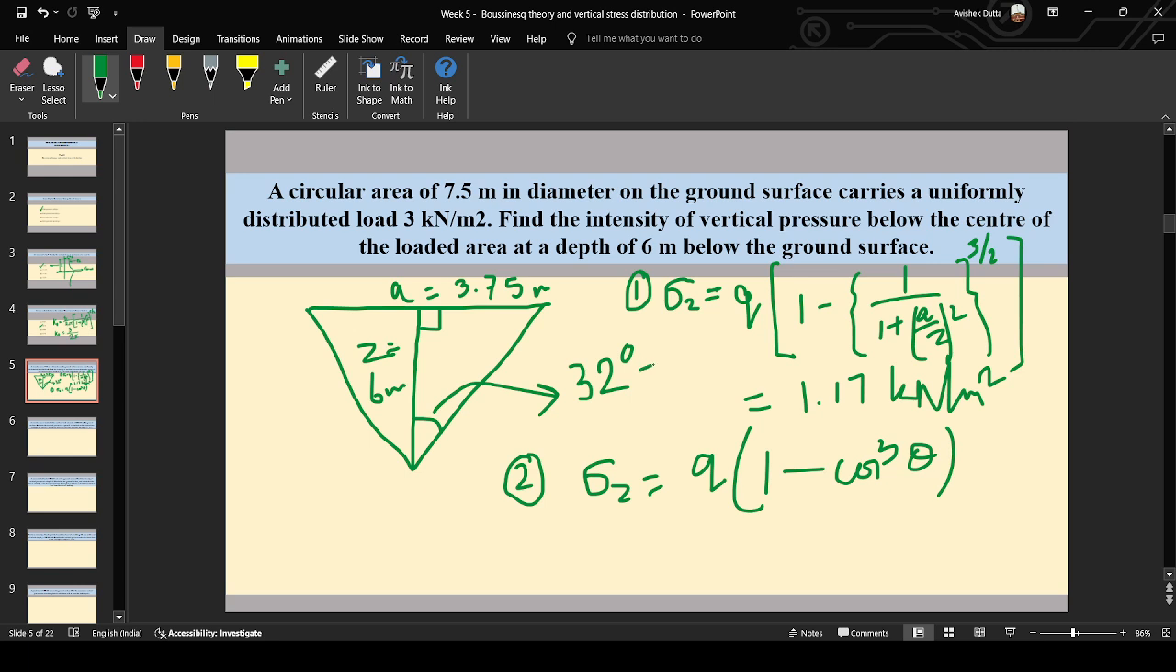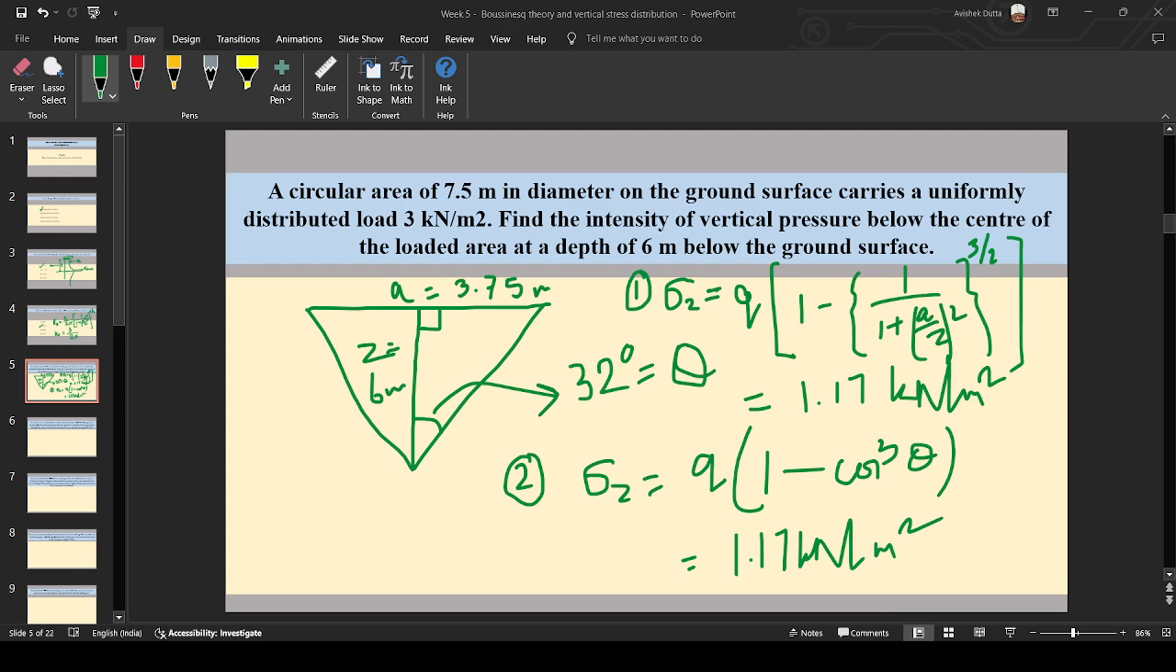Notice theta is this angle, half of the angle subtended at the center. So if you do cos 32, then cube, 1 minus answer into 3. Yes, again you will get around the same value, 1.17 kilonewton per meter square. So you can use any of the two formulas in this question to find out the intensity of vertical pressure below the center of the loaded area at a depth of 6 meters below the ground surface. Okay, I hope the sum was clear. Go to the next question.